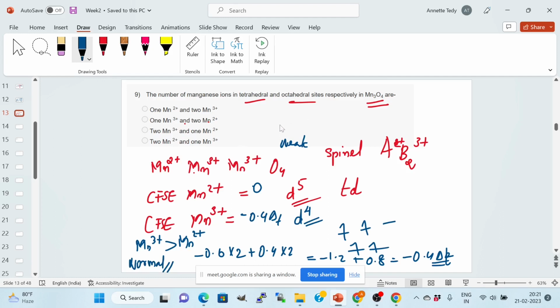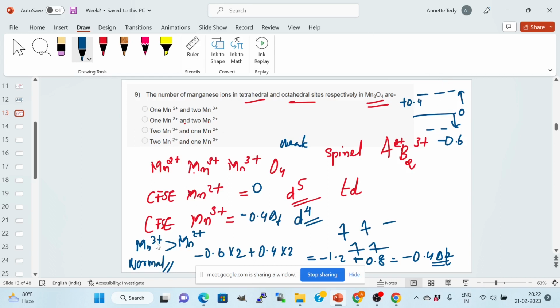The negative sign just means that the complex is stable. See, here we are dealing with eg and t2g. Here we are taking minus 0.6 for each, because with respect to the zero level it is much more stable. That's why we are taking minus 0.6, and here it is not stable, that's why we are taking plus 0.4. Is it clear? In the octahedral case, it will be opposite, minus 0.4 and plus 0.6.